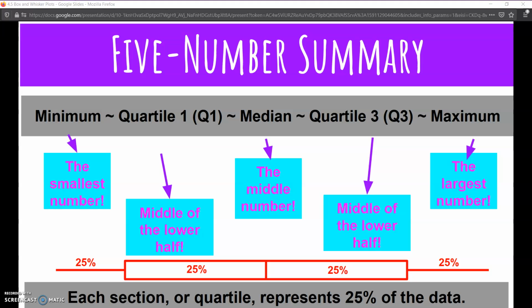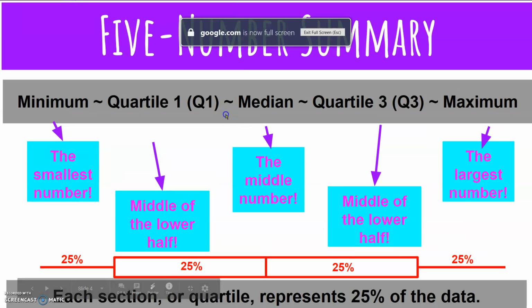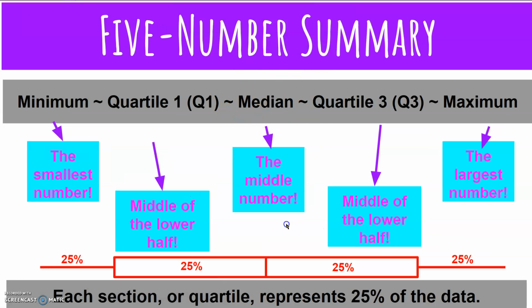We have our 5-number summary here. We have the minimum, which is the smallest number. We know what the minimum is. We've been using those to find the range. We've got the quartile 1, which is the middle of the lower half. We've got the median, which we've found before, which is the middle number. The quartile 3, which is the middle of the upper half. And the maximum, the largest number. Each of these sections represents 25% of the set of data. Each section or quartile represents 25% of the data. So this number right here is our quartile 3, and this one right here is our quartile 1, sorry, my mistake.